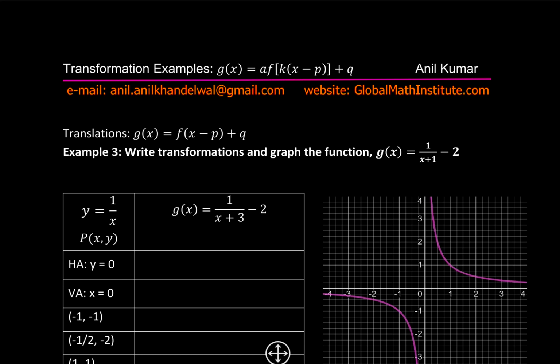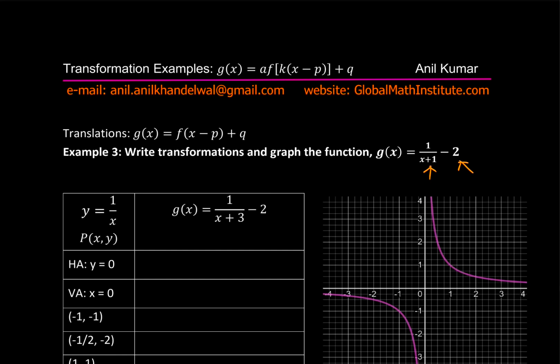Perfect. So in this case, g of x equals f of (x minus p) plus q. That means there is a horizontal translation and there is a vertical translation. The example before us is: write the transformations and graph the function g of x equals 1 over (x plus 1) minus 2. Now clearly here we have two transformations. One is horizontal, 1 unit, and then we have vertical, 2 units down.